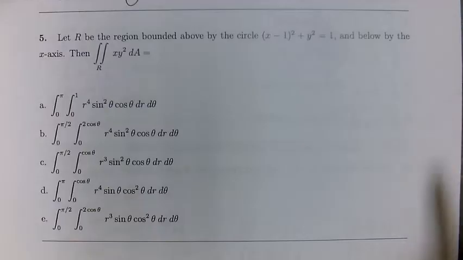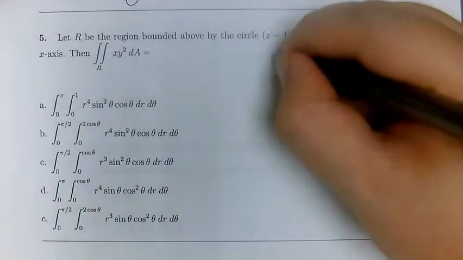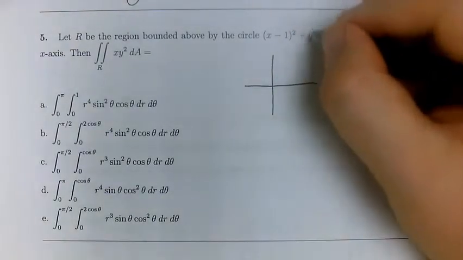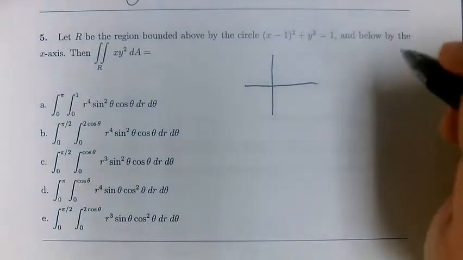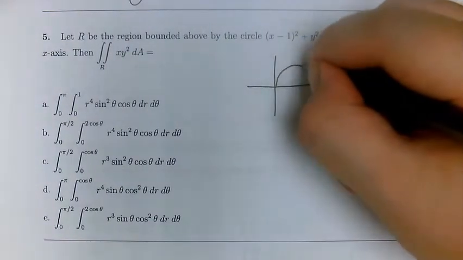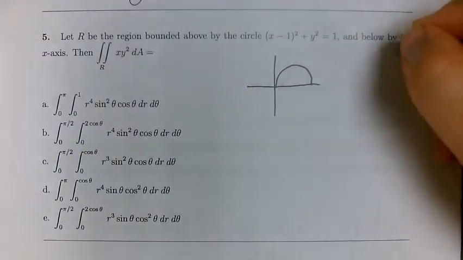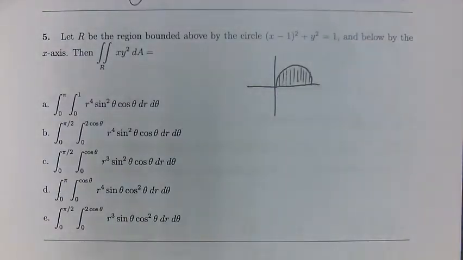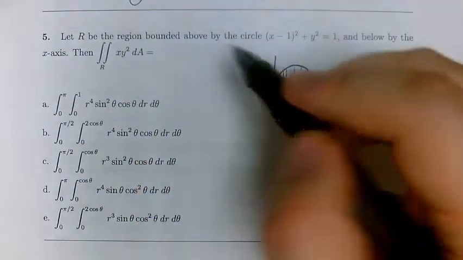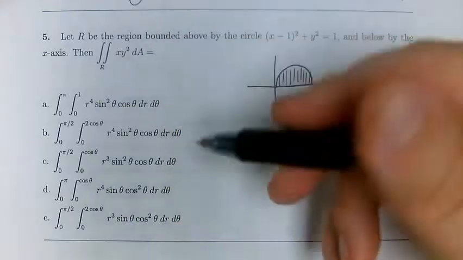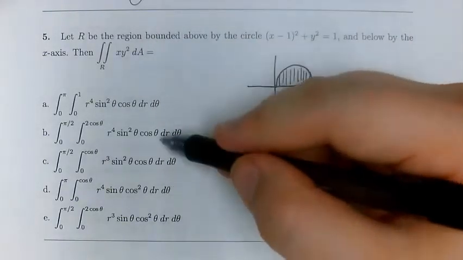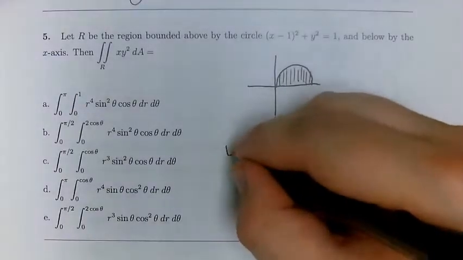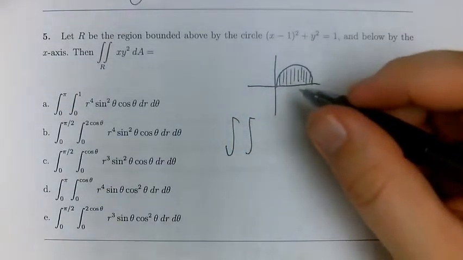All right, on to the next one. Let R be the region bounded above by the circle (x minus 1) squared plus y squared is 1, and below by the x-axis. Let's draw this. This is a circle of radius 1 centered at (1, 0), so that's going to look like this. But then we're bounded below by the x-axis, so we're really thinking about this region here. Then the double integral over this region of xy squared dA is, and all of our answers are in polar coordinates. So let's see how we change this double integral to be in terms of polar coordinates.